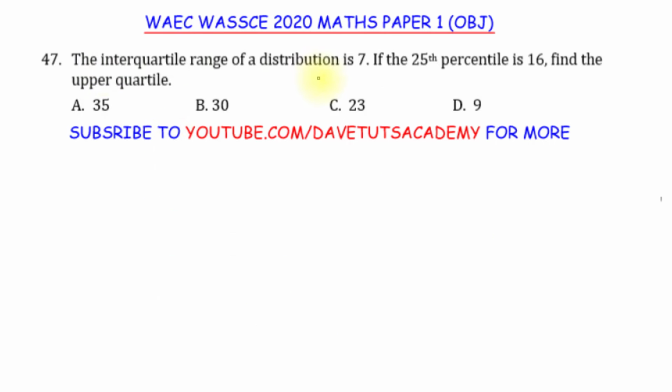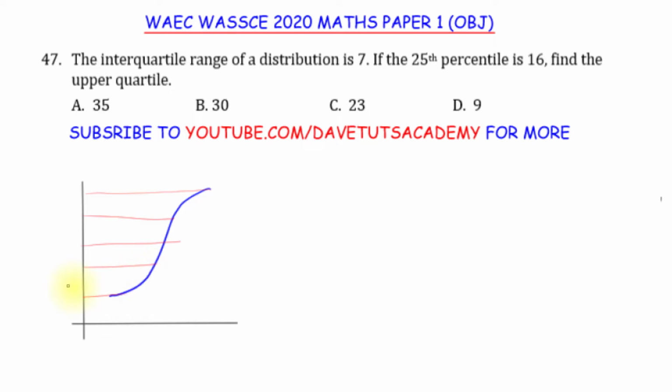The interquartile range of a distribution is 7, and if the 25th percentile is 16, we are to find the upper quartile. If we have our distribution in something like this, we can actually have a feel of our data entry, and we can just have some divisions in which we are looking at. First, we are looking at 4 divisions, 1 2 3 4, and here this will be the 25th percentile, this is the 50th percentile, this is the 75th percentile, and this is the 100th percentile if we are taking it from 0.